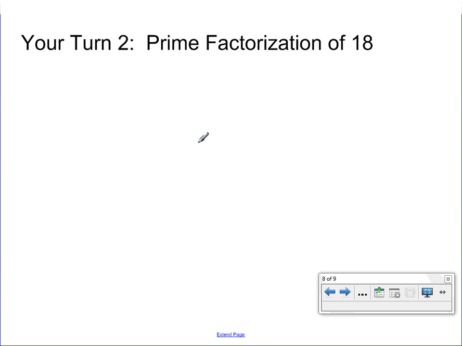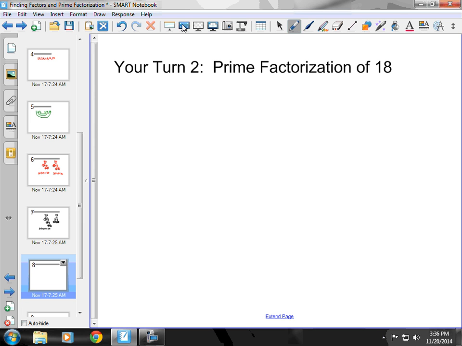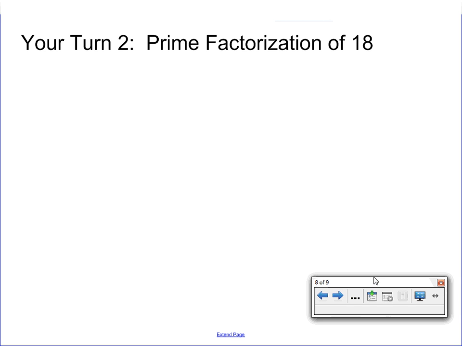All right, your turn. Try to do the prime factorization of 18. You can look back in the video or look back on your notes of the factors to start with, but go ahead and make your factor tree. Hit pause, see what it looks like, and check your answer by hitting play. All right, you should have started with 18 as your top number.